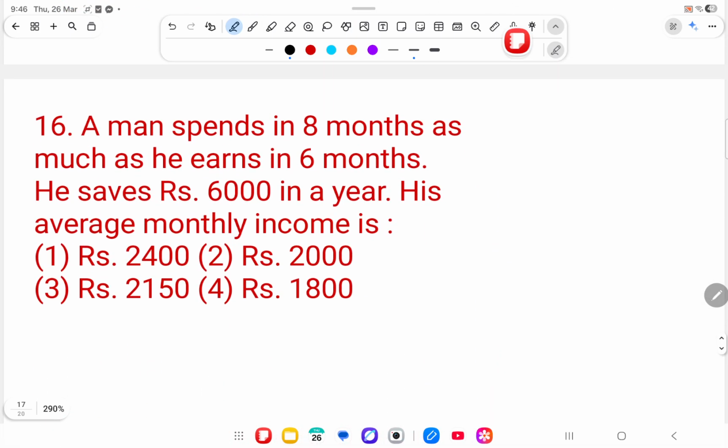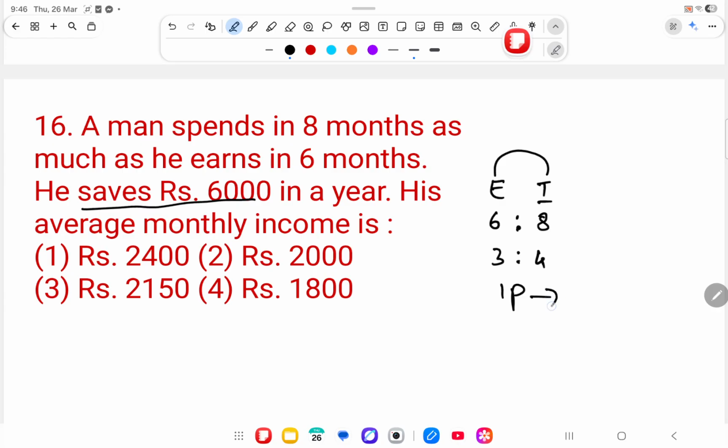Next question. A man spends 8 months as much as the earning. Now spending means expenditure and earning means income. See that 8 months he spent as equal to the 6 months earning, means we have to take and reverse the ratio. Okay, that is 3:4. Then he saves 6,000. My income minus expenditure is saving. That is one part. One part is 6,000.